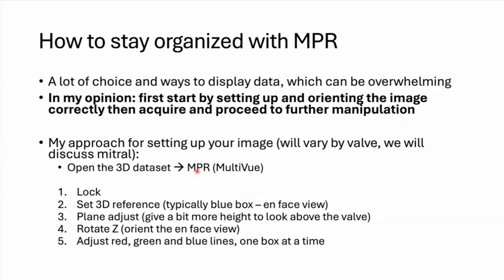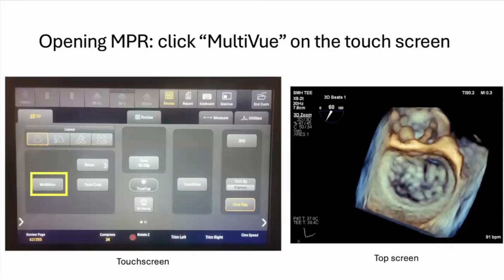The way you're going to get into NPR, as I said, is you're going to press that multi-view button or NPR on your system. And then my step-by-step is summarized here: you're going to lock the planes, set the reference, plane adjust, rotate Z, and then adjust the lines. And if you have no idea what these terms mean, you're going to understand in just a few minutes as we break it down step by step. But this is my process summarized.